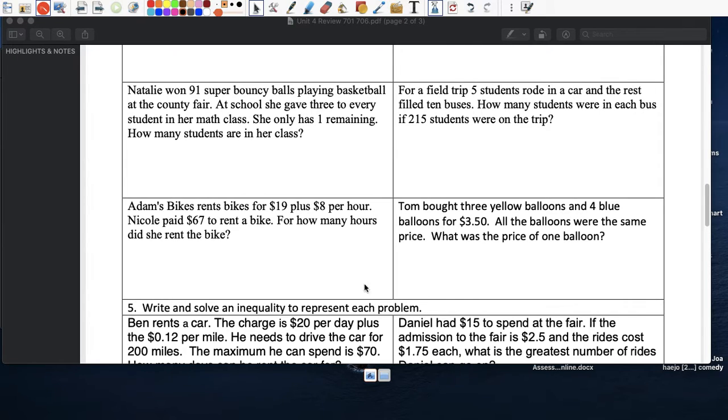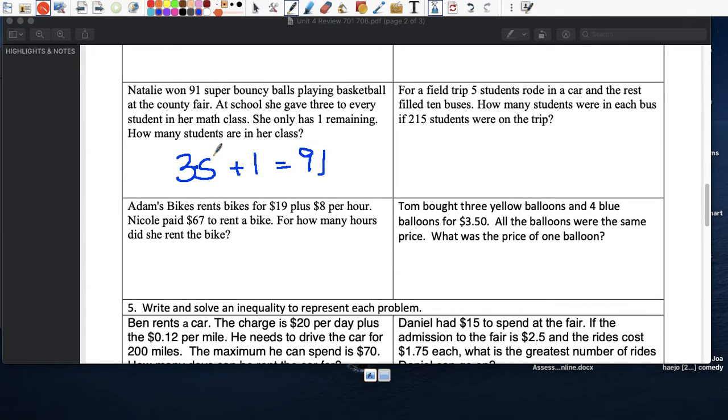Natalie won 91 super bouncy balls playing basketball. At school, she gave 3 to every student in her class. She has only 1 remaining. How many students are in her class? So every student got 3, plus the 1 equals 91, right?